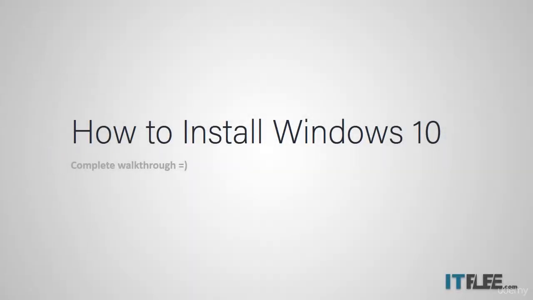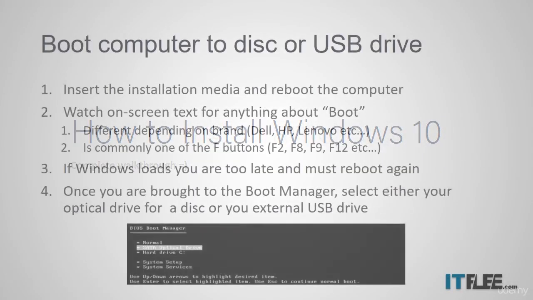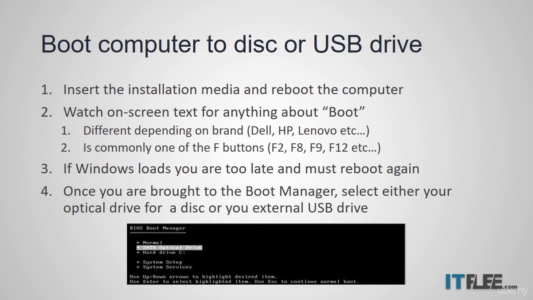Alright, in this lecture I'm going to show you how to install Windows 10. The first thing we need to do is boot the computer to a disk or USB drive. If your installation media is on a disk, you need to power on the computer, insert the disk, and then reboot the computer. If you're using a USB drive, you can simply insert the USB drive and power on the computer.